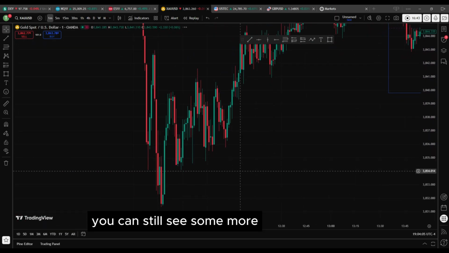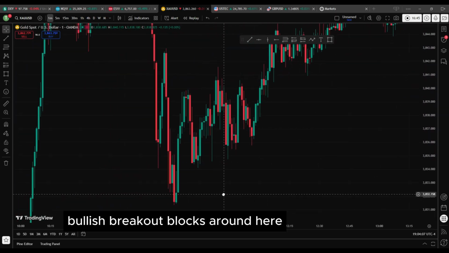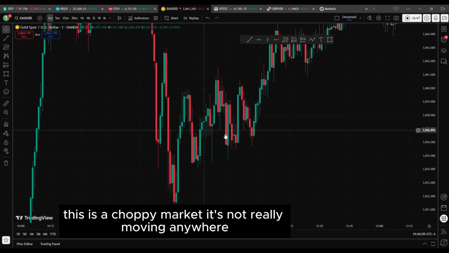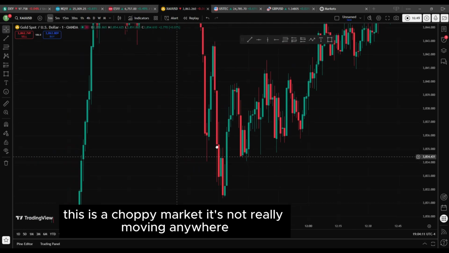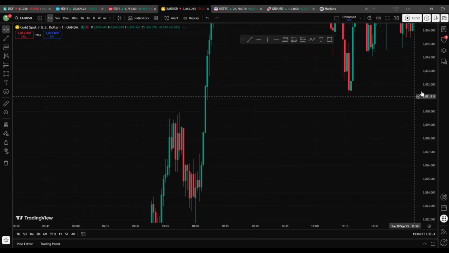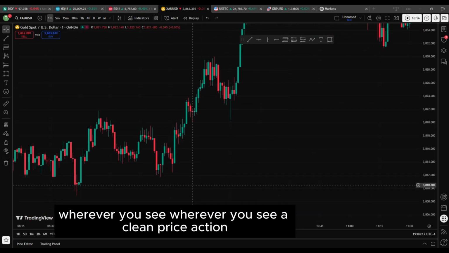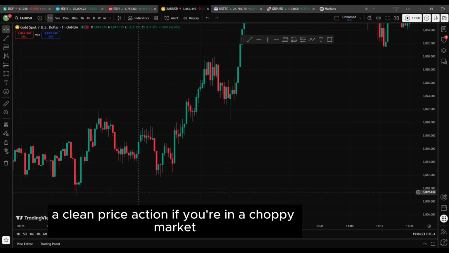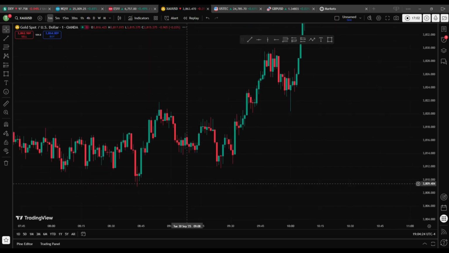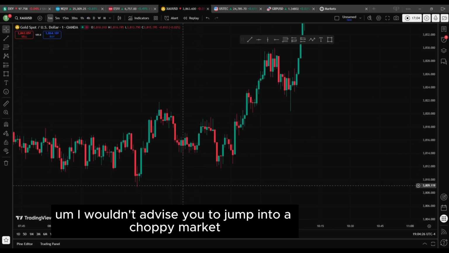Because you can still see some more bullish breaker blocks around here. This is a choppy market. It's not really moving anywhere. Look out for bullish breaker blocks wherever you see clean price action. In a choppy market, I wouldn't advise you to jump in.